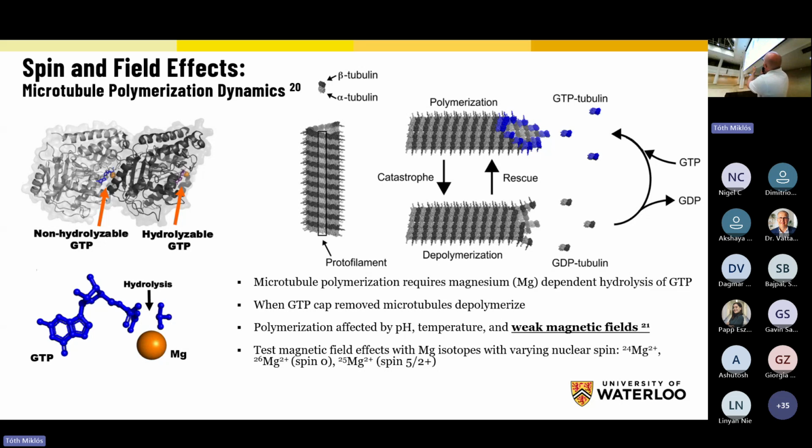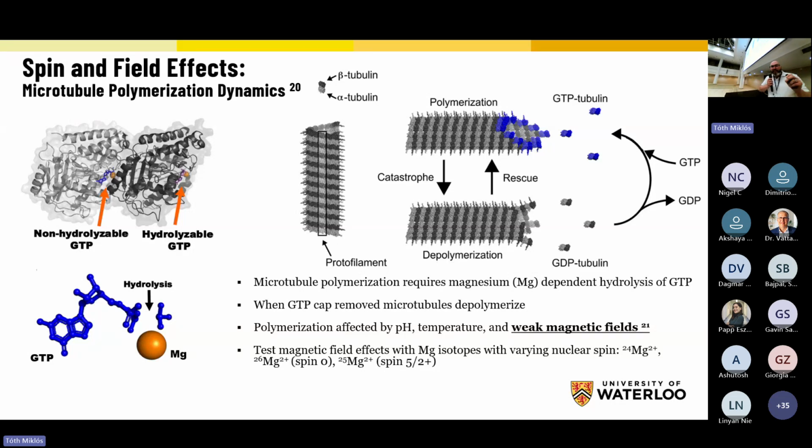Now, as long as there is a cap of GTP-containing tubulin on the end, the microtubule will stay nice and stable and will not fall apart. However, if all of that GTP tubulin is hydrolyzed, eventually the microtubule will fall apart in a process known as catastrophe. If you then add in GTP tubulin again, the microtubule can be rescued and it can regrow. This is a process known as dynamic instability.